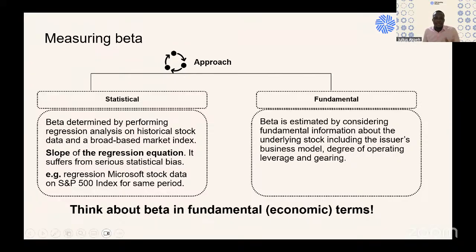The whole idea is that the statistical method is based on the normal regression we do. We regress the stock data against the S&P 500 index for the same period. The fundamental beta is asking a question. Look, what are you interested in? You are talking about risk, right? How risky the company is compared to the S&P 500. If that's the case, then why won't you consider the fundamental issues associated with the company, like the business model of the firm, the leverage the company is taking, and all that? So the whole advice here is that when we think about beta, you must think in fundamental terms.